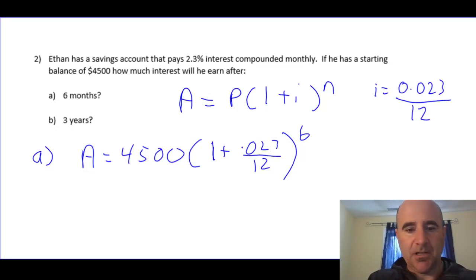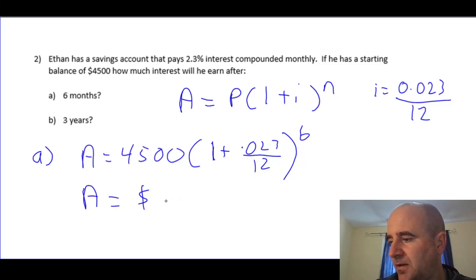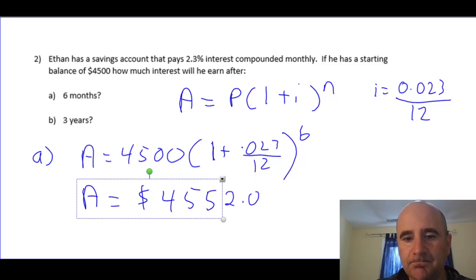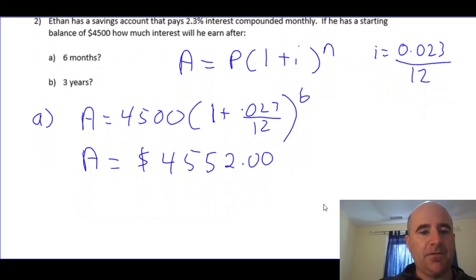So I'll just write that in. After 6 months, Ethan would have, what was it again, $4,552. Okay, next part just says, how about after 3 years?